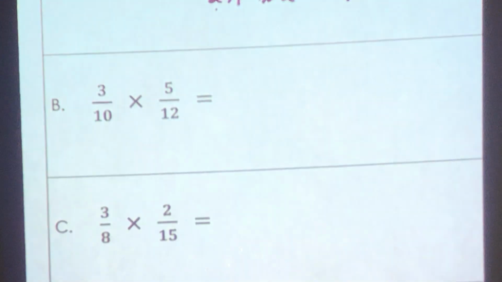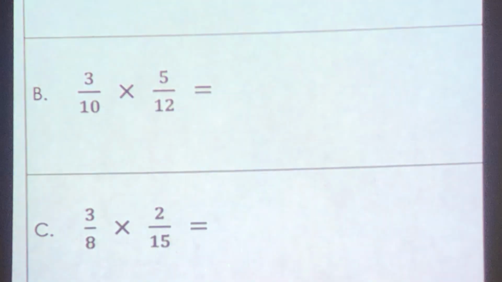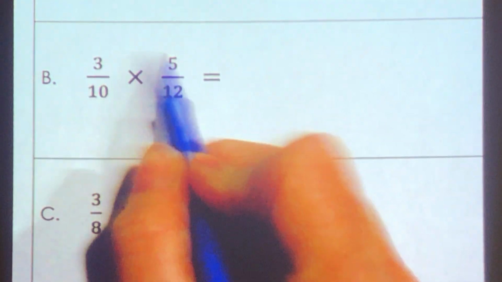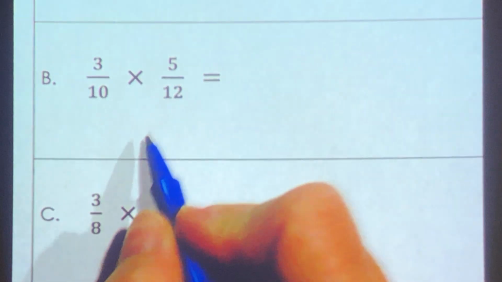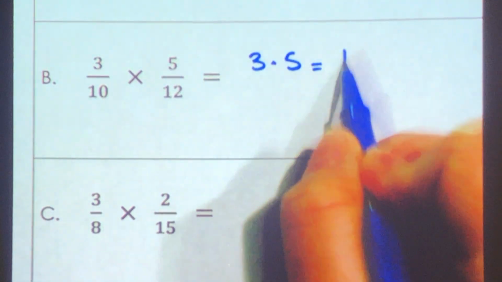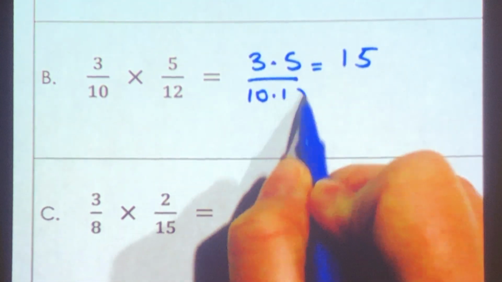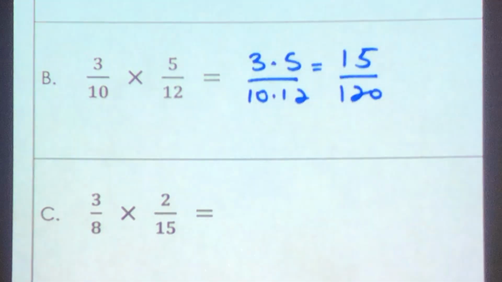Okay? The next problem is 3/10 times 5/12. Now, if you solved this out the regular way, okay, we multiply our numerators, right? We do 3 times 5, and 3 times 5 is 15. And then multiply your denominators. 10 times 12. That's 120. Now we're left having to simplify 15 over 120. It's a lot easier to simplify lower digits than it is higher digits. So that's where this little shortcut is helpful, okay?